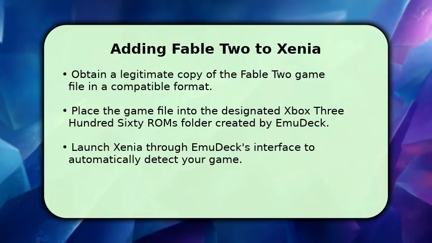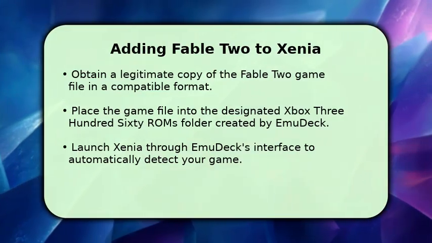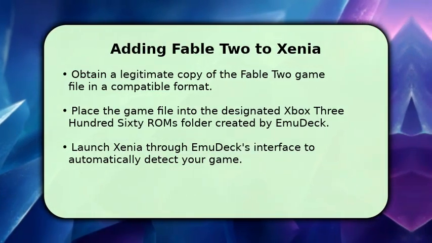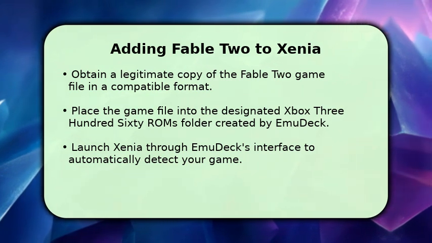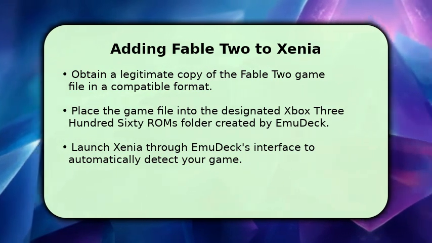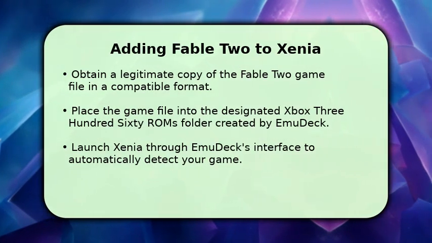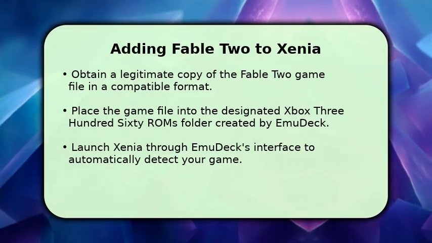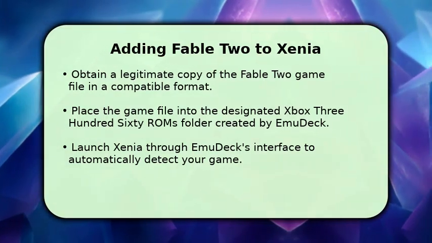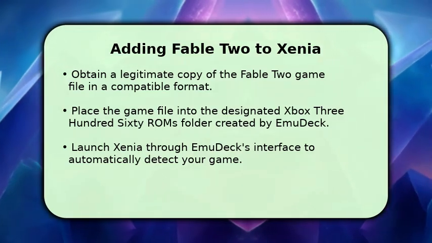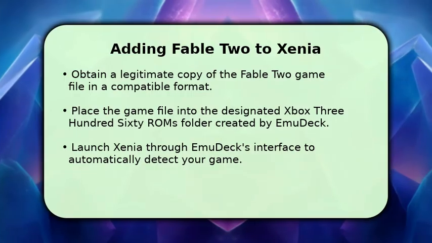Once EmuDeck and Xenia are installed, the next step is to add your Fable 2 game file. Ensure you have a legally obtained copy of the game, typically in an ISO or XEX format. Place this file into the specific Xbox 360 ROMs folder that EmuDeck has already set up for you. Then, simply launch Xenia from the EmuDeck interface, and it should automatically recognize your game, making it ready to play.